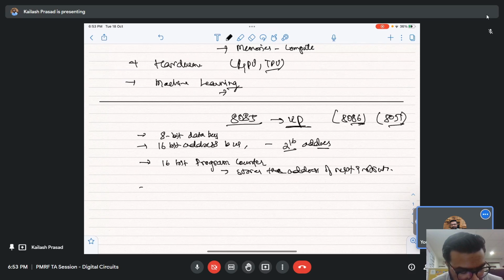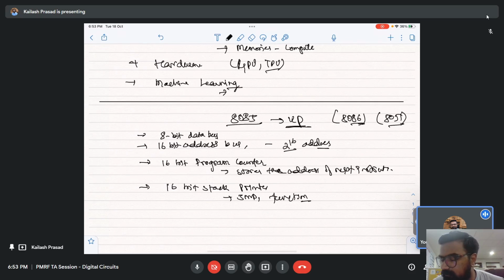Apart from that, it has a 16-bit stack pointer. Okay, so whenever you want to have operations like jump, and you want to return, or whenever you have a function call, you want to return to somewhere, right? So whatever data you have or whatever the previous addresses you had, you just store that into the stack. That is the reason why you require a stack pointer.